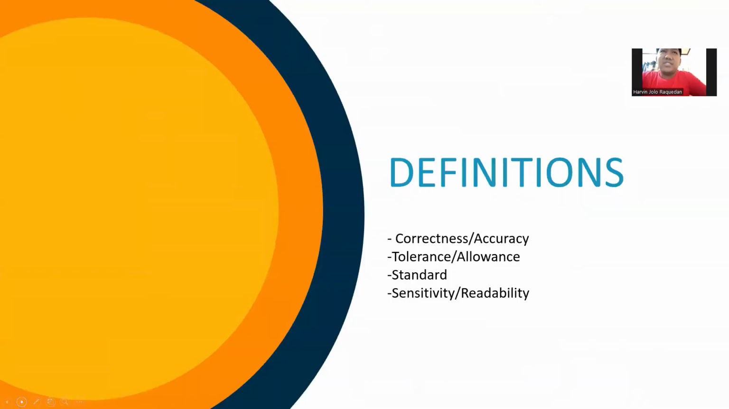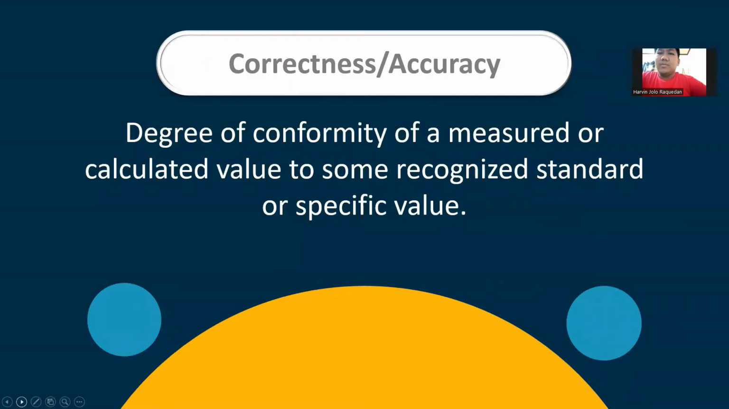First, the definitions. We will define some important terms which will help us understand the discussion as we go on. First is correctness and accuracy. Correctness and accuracy is the degree of conformity of a measured or calculated value to some recognized standard or specific value. Next we have the precision.